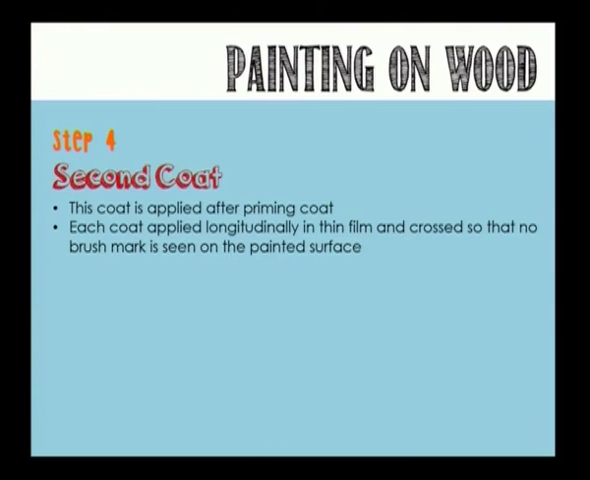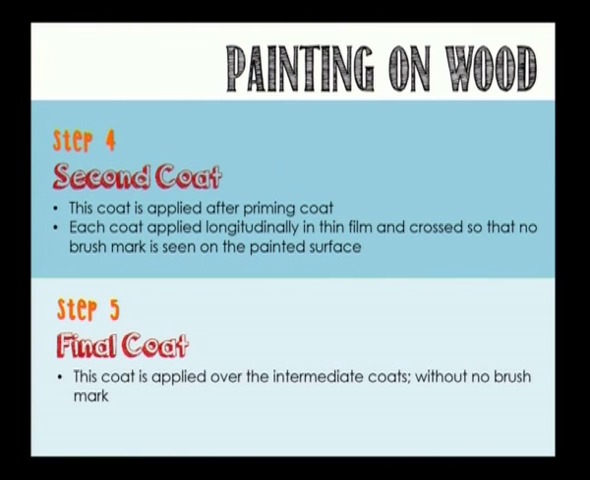Now, step 4 is to apply the second coat. Now, this coat is applied after the priming coat. Each coat should be applied longitudinally in thin film and cross so that no brush mark is seen on the painted surface. Like I told before, if you are applying the first coat vertically, then the next coat should be horizontal. Usually the first coat is applied parallel to the grain of the wood.